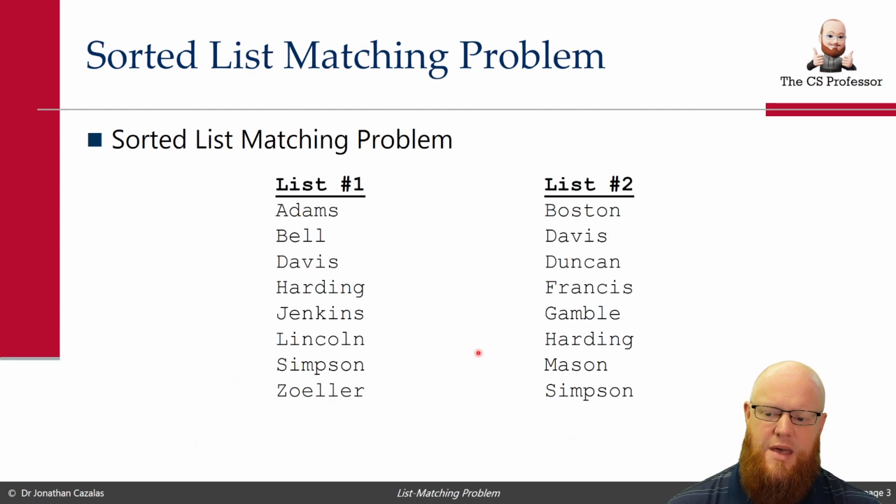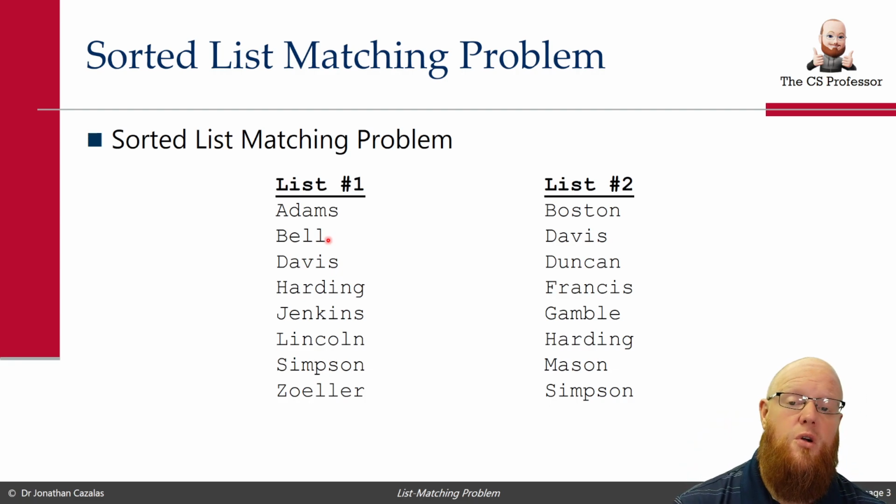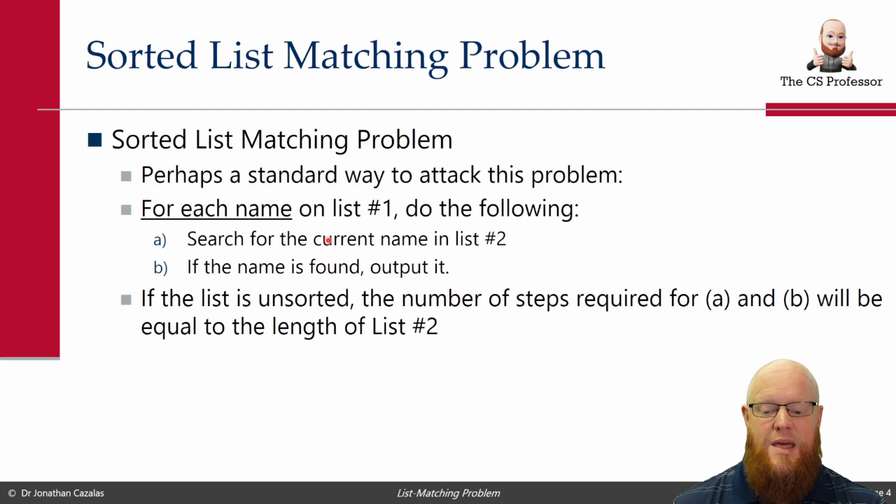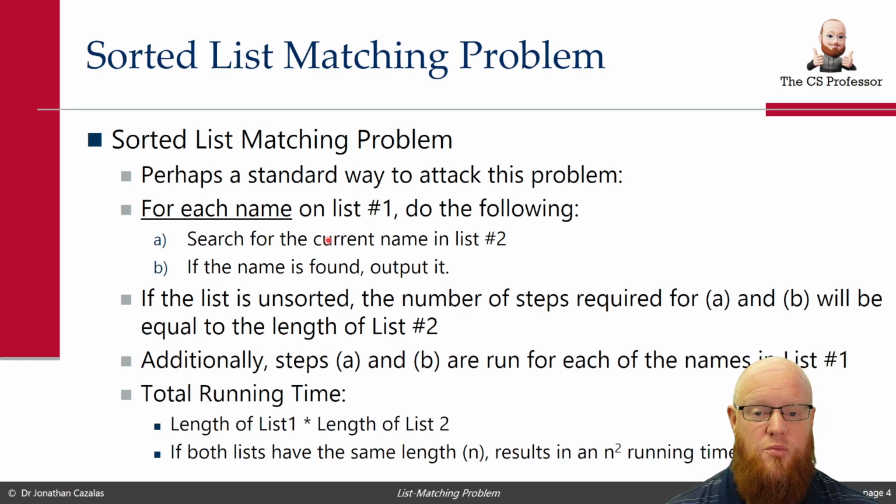But one more time to repeat that, here we have, I'm going to look for Adams. To do so, I'm going to look over all of the values in list 2. Then for Bell, I look for all the values in list 2. For Davis, I look over all the values in list 2. For Harding, I do the same thing. For Jenkins, for Lincoln, I look over all the values in list 2, right? So for each value in list 1, worst scenario, we're having to look over all of the values in list 2. This ends up being an algorithm with a runtime of n squared, where n is the length of one of those lists, and that's assuming that both lists have the same length.